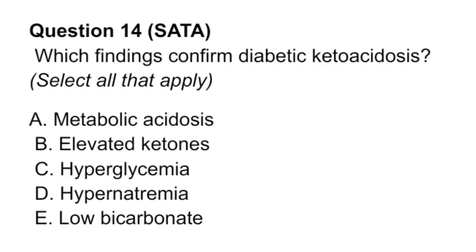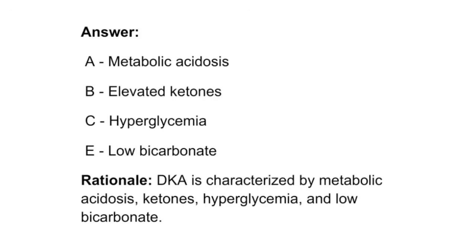Answers. A. Metabolic acidosis. B. Elevated ketones. C. Hyperglycemia. E. Low bicarbonate. Rationale. DKA is characterized by metabolic acidosis, ketones, hyperglycemia, and low bicarbonate.